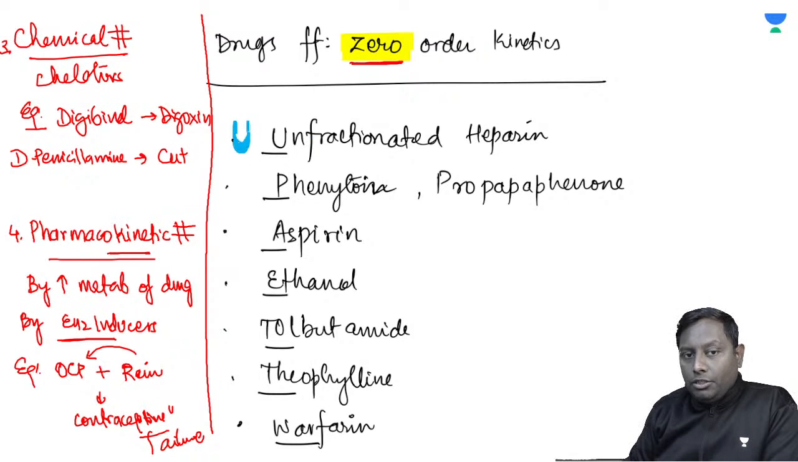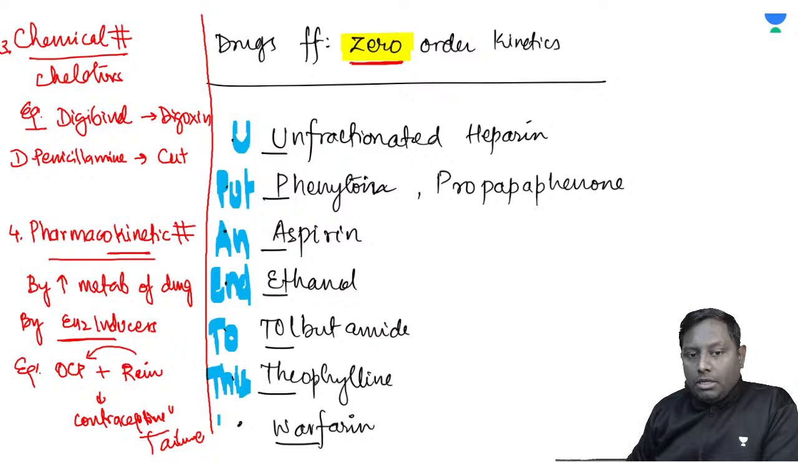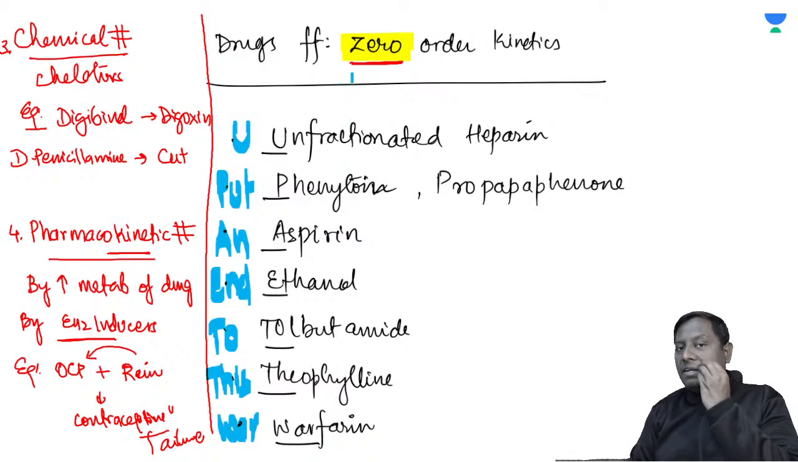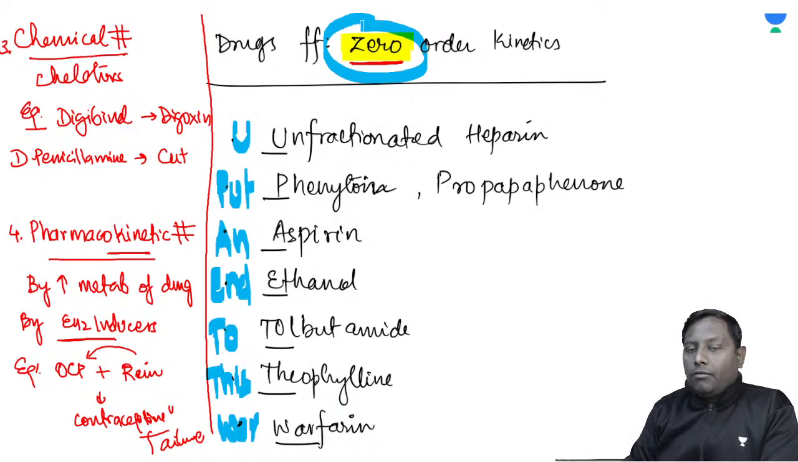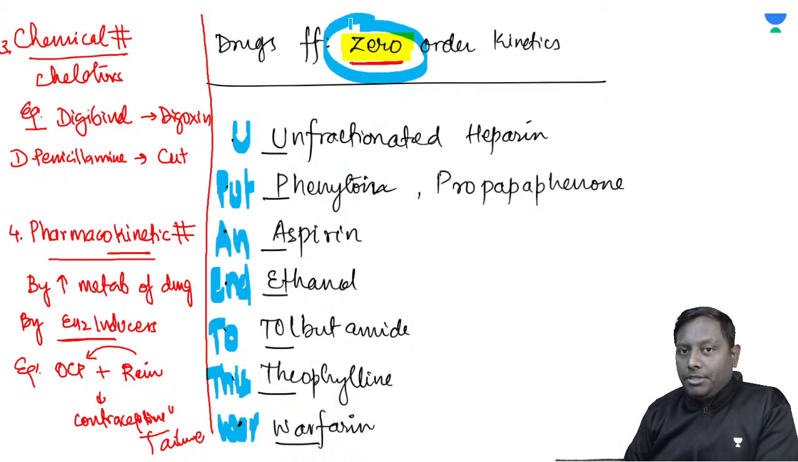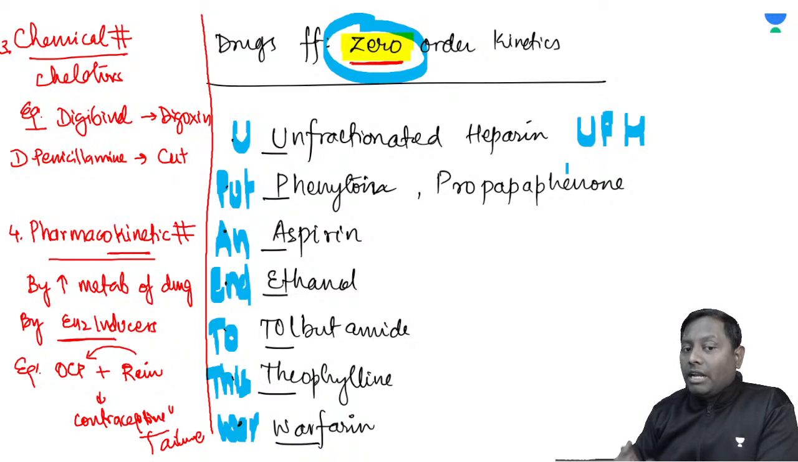Unfractionated heparin, you put an end to this war. How are you going to remember? See, getting zero in an examination is like a war. If you are getting zero in any examination or anywhere, it's like a war. Take it as a war, and only you can put an end to this war. U stands for unfractionated heparin. So remember, heparin and warfarin, both of them follow zero order kinetics.